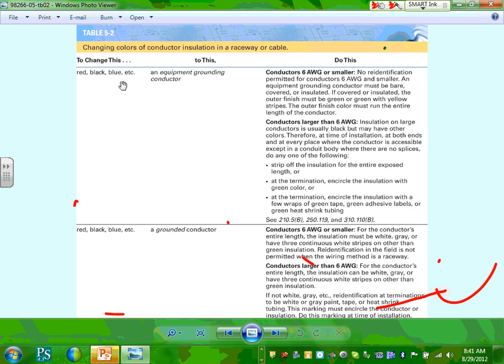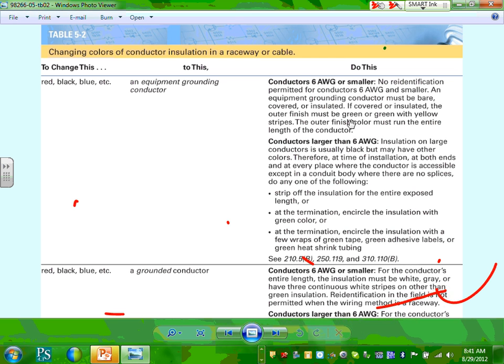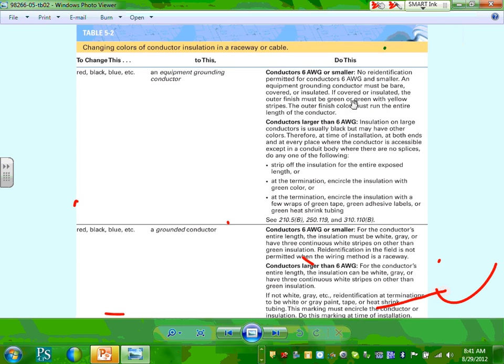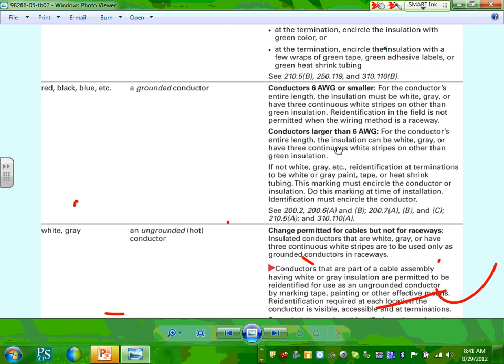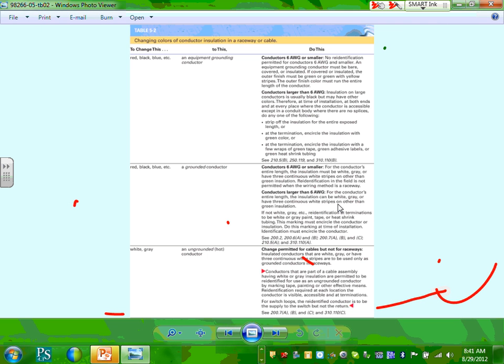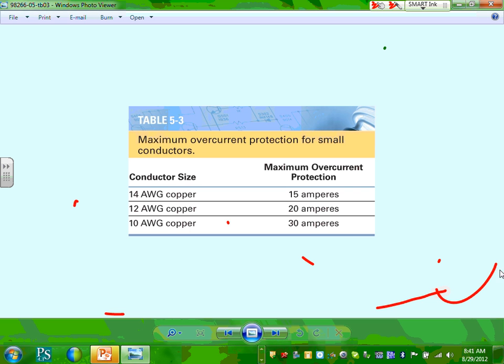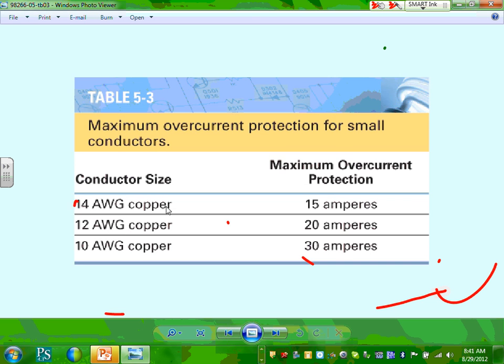This is very important here, where you can re-identify red, black, blue to be white only if you are larger than number 6. And the same thing also, if it's larger than number 6, you can identify them. White and gray can be re-identified as hot only if they're in cables, right? We talked about these. 15. These are the most important small conductors, guys, and landing 14, 15, 12, 10, 30, right?